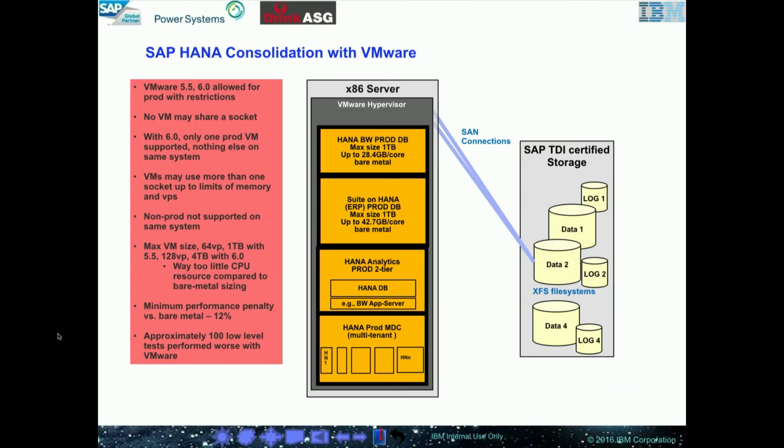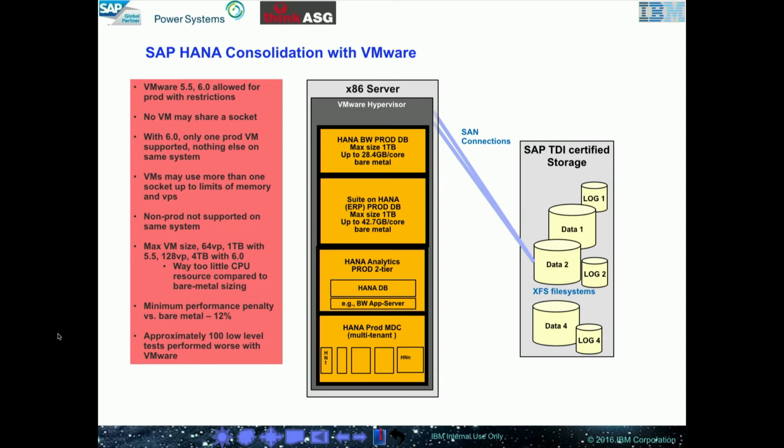Some of you may have heard that VMware also has very good support for partitioning and for production support in the HANA environment. The answer is kind of yes, kind of no. With VMware 5.5, you can have up to 4 different production partitions. However, they're on a socket basis.